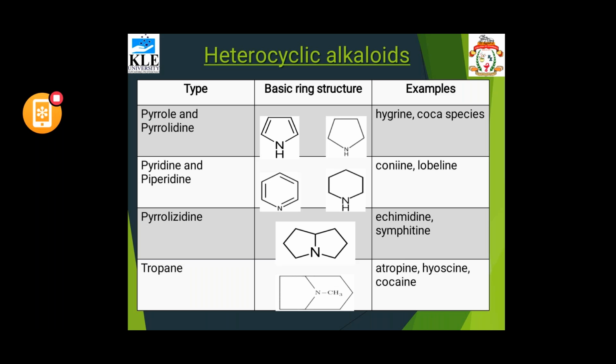Now let us study the heterocyclic alkaloids, which are divided into 12 groups. The first one is pyrrole and pyrrolidine. The structures are given. Examples which come under this group are hygrine and coca species. Next, pyridine and piperidine. Example, lobeline. Third one is pyrrolizidine. Example is echimidine and senecionine. The fourth one is tropane. Examples of tropane drugs are atropine, hyoscine, and cocaine.